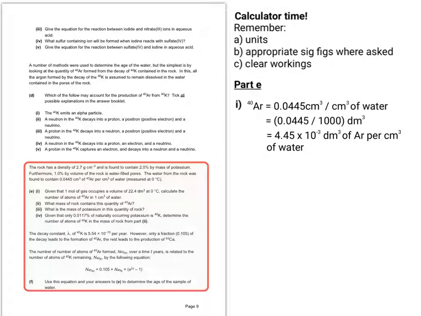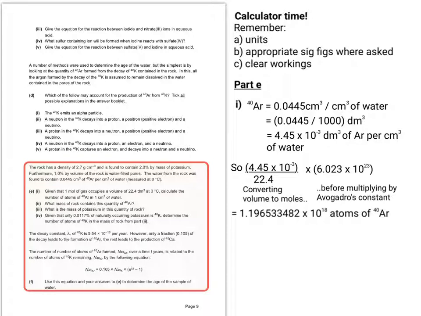So I need to convert my number of centimetres cubed of argon per centimetre cubed of water into decimetres cubed, because we're told that 1 mole of gas occupies a volume of 22.4 decimetres cubed at 0 degrees C. So if we take the number of moles of argon-40 and multiply that by the Avogadro number provided on the periodic table on this paper. Now the Avogadro number is the number of atoms in 1 mole. So therefore that gives us 1.196533482 times 10 to the power of 18 atoms of argon-40.